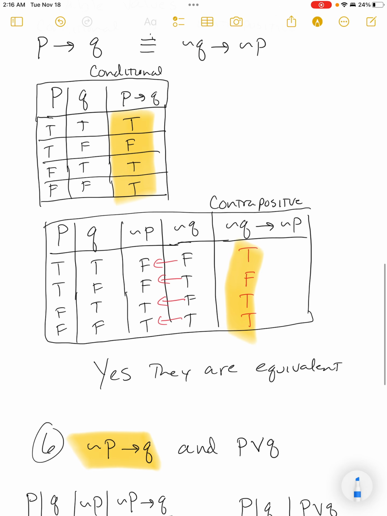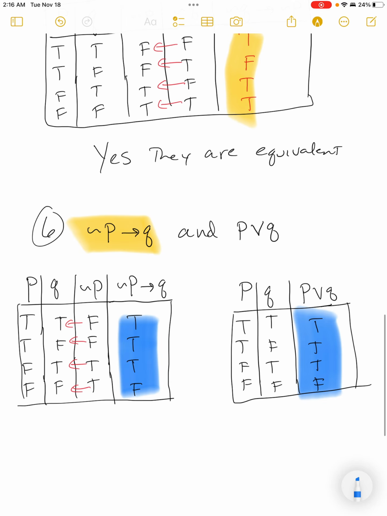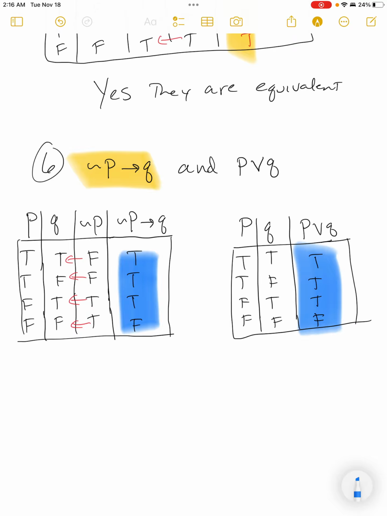Over here I had 3 truths and a false, but these statements in 6 are not equivalent to these statements up here because they don't go in the same order. They match for the first one, true, but they fail at the second one, right? And so then they're not equivalent. But these 2 right here in number 6 are equivalent. So interesting, saying that the negation of P goes to Q and P or Q would be saying the exact same thing.